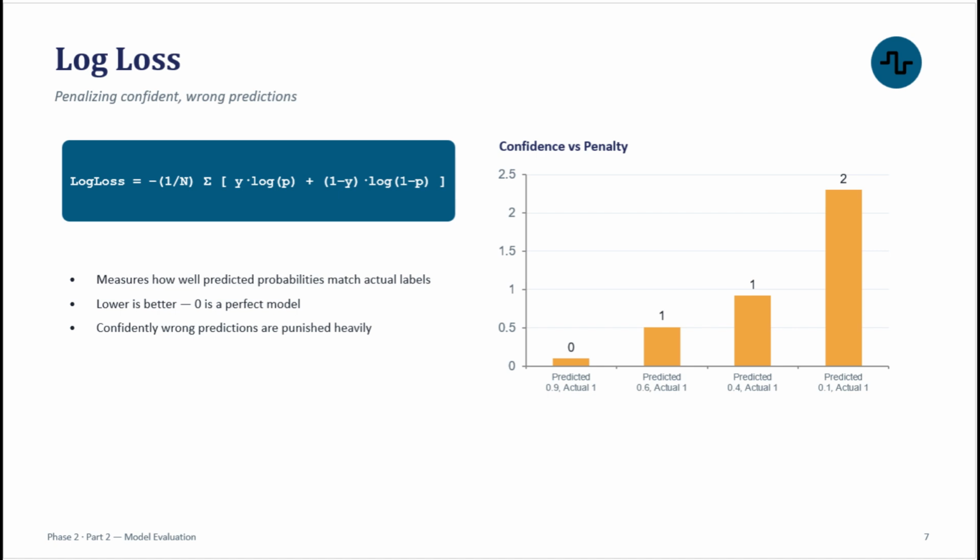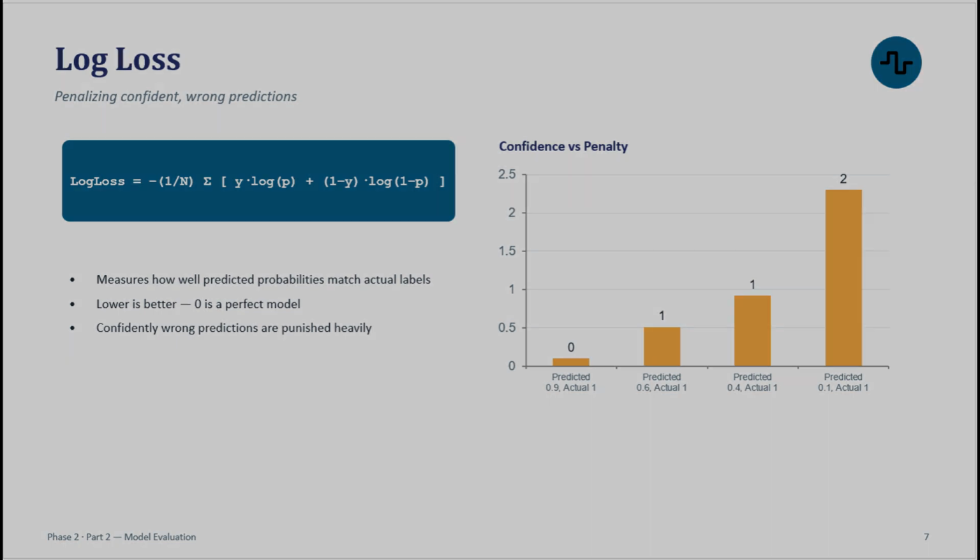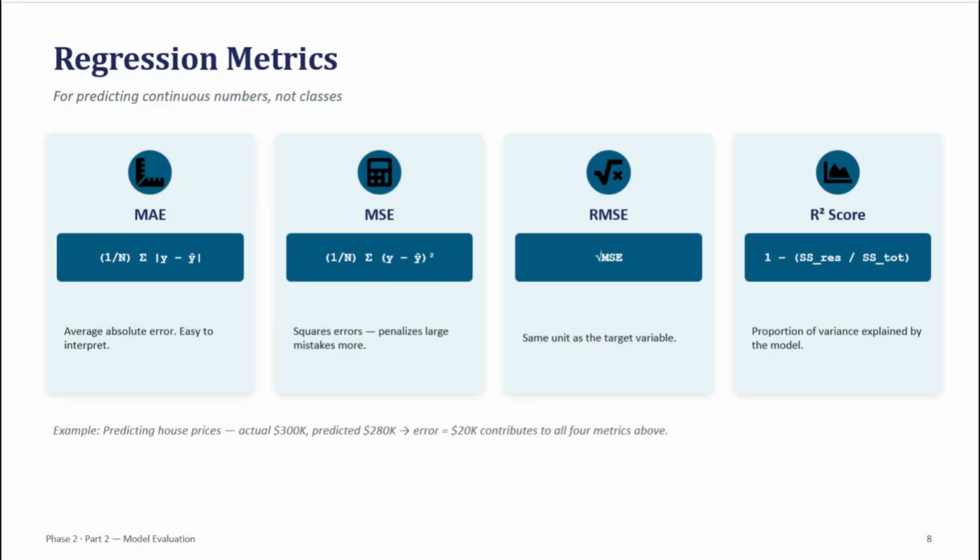A perfect model has a log loss of 0. This metric is commonly used when models output probabilities instead of simple yes or no predictions. Everything we've discussed so far was for classification problems. Now let's switch to regression, where the goal is predicting continuous values like house prices, temperatures, or salaries.